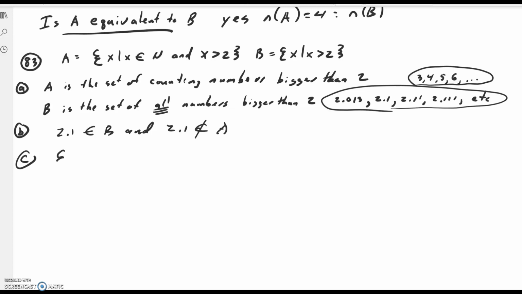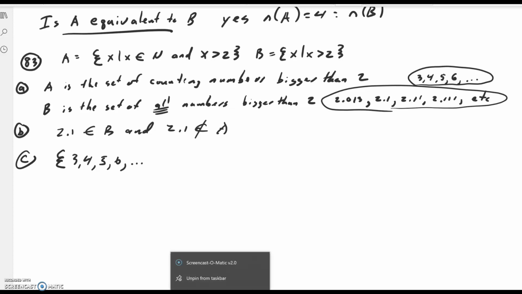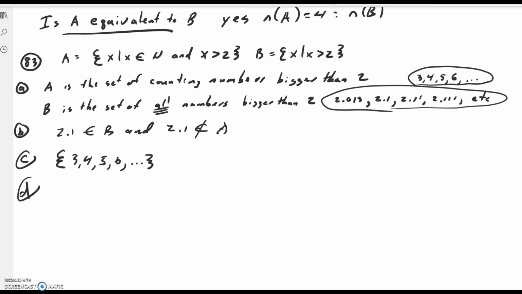Set A in roster form. It's infinite, so I better set up a pattern. I think I've done that. I think it's pretty obvious what the pattern is. And so that's roster form.